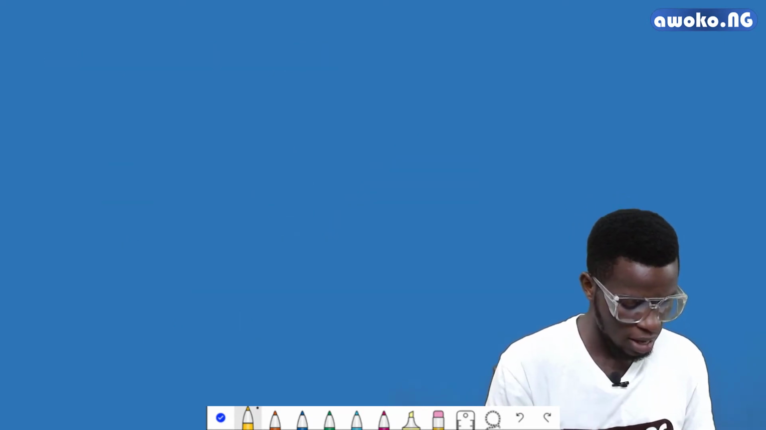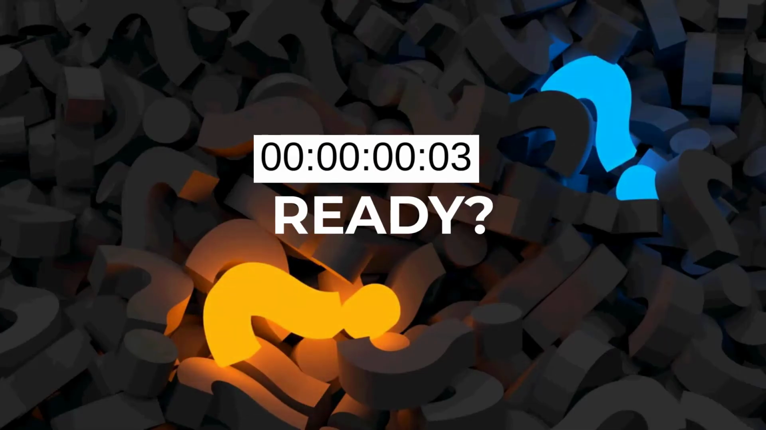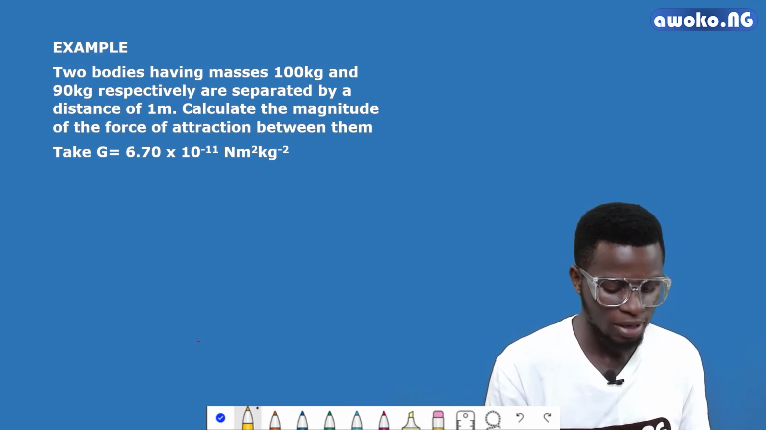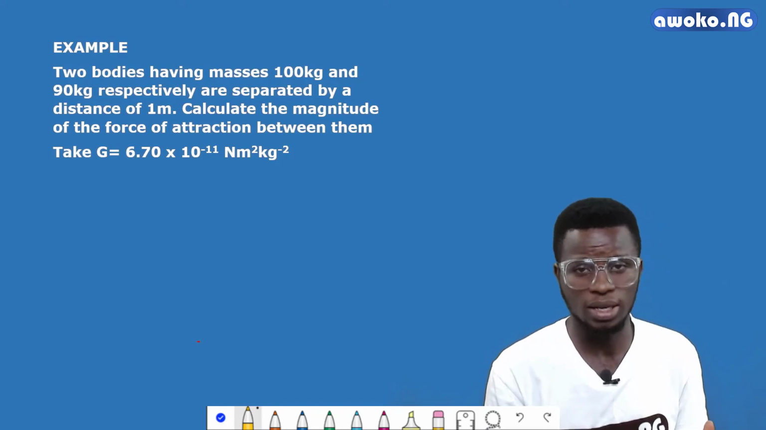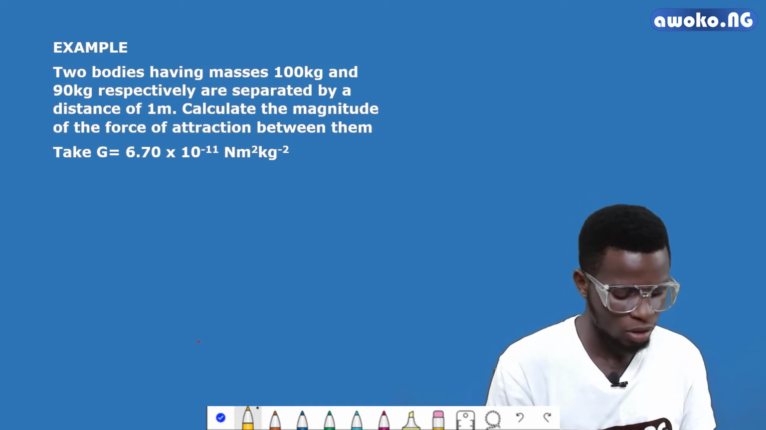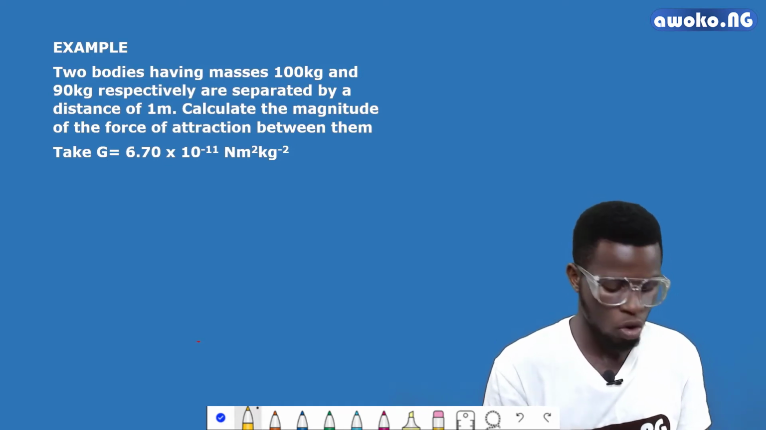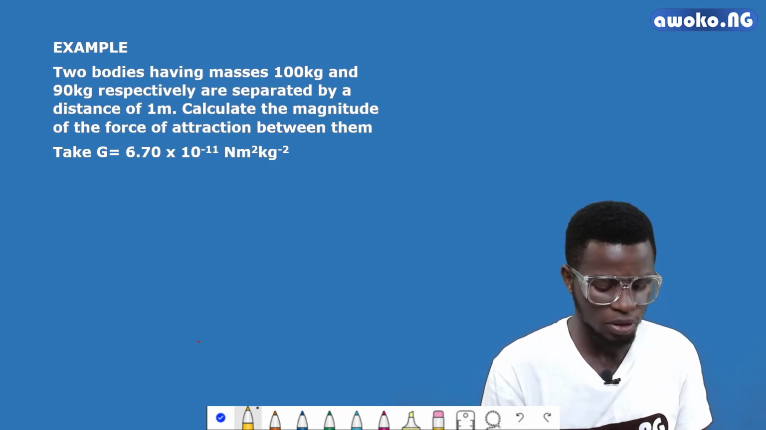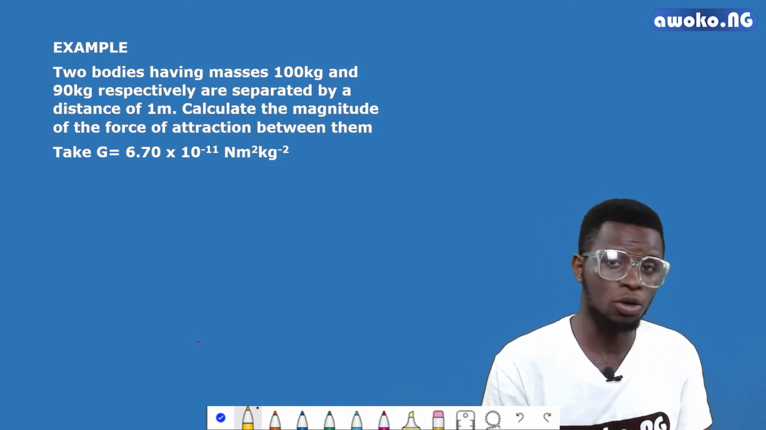All right, let us consider an example to illustrate what we have. We said that two bodies having masses m1, which is equal to 100 kilogram, and m2, 90 kilogram respectively, are separated by a distance of 1 meter. Calculate the magnitude of the force of attraction between them. We are asked to take G to be equal to 6.70 times 10 to the power minus 11 newton meter squared kg raised to the power minus 2.